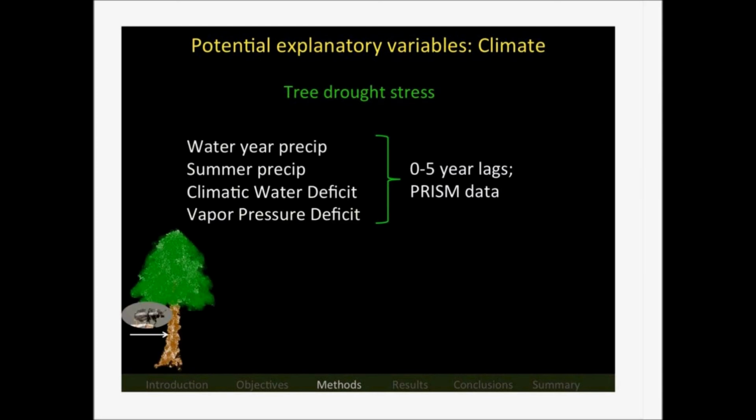For tree drought stress, we used water year precipitation, summer precipitation, climatic water deficit, and vapor pressure deficit. And previous research has indicated that there's a range of timing of drought that can be important, affecting tree defensive capabilities. So we included the current through 5-year lag for each of these variables, and these come from monthly PRISM data.